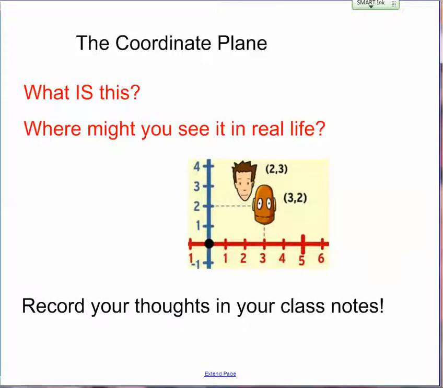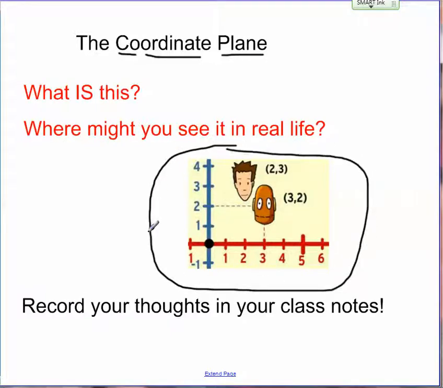All right, today we started working on the coordinate plane, and I had you try to figure out what this is. I wanted you to focus on the word "co-ordinate" and the mathematical meaning of a plane. And this was a hint. This is Moby and Tim from Brain Pop. You had to record your thoughts in your class notes because this is what we're studying today.